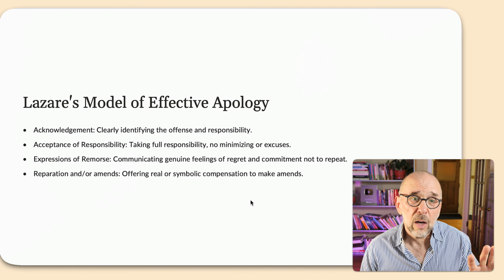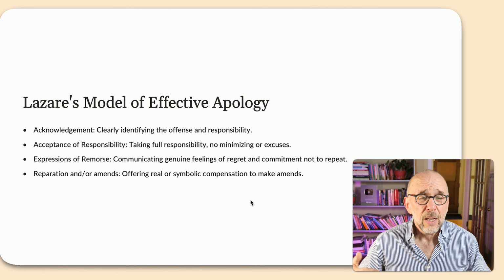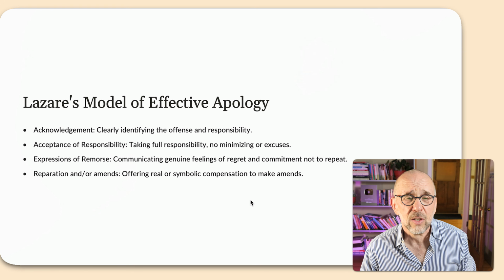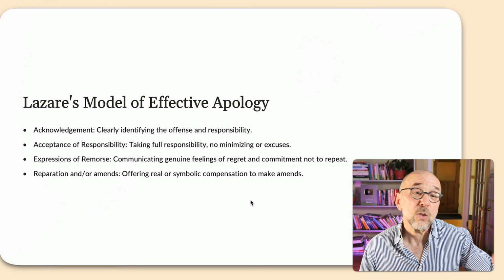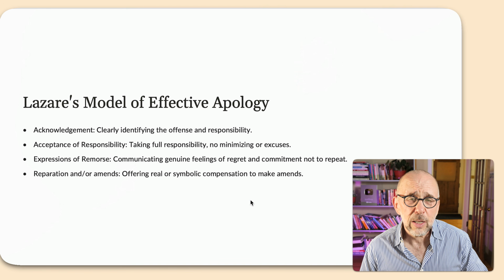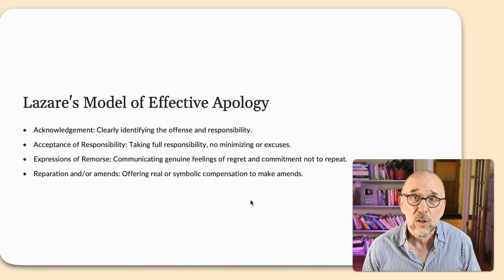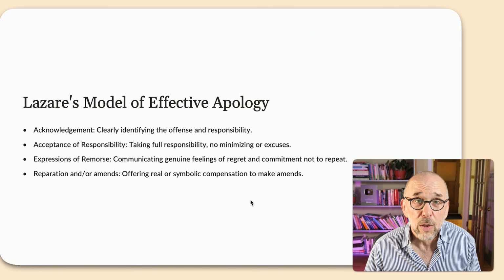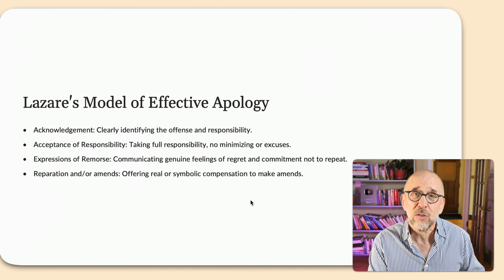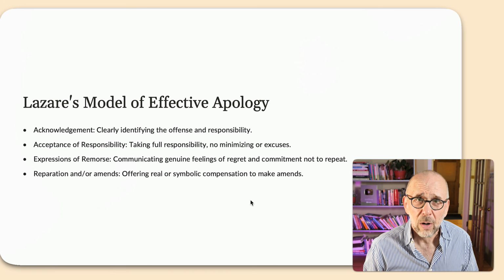And finally, an offer to make amends or make reparations or make the other person whole to make up for what they lost. So in this case, it's offering real compensation or symbolic compensation, depending on the nature of the harm, for the harm that you did. If you borrowed your friend's car and you wrecked it or you scratched it or you dented it or whatever, then you say, I will pay for all the repairs. So there you have it. Acknowledging the offense, accepting responsibility without excuses, expressing genuine remorse, and offering to make reparations or amends.